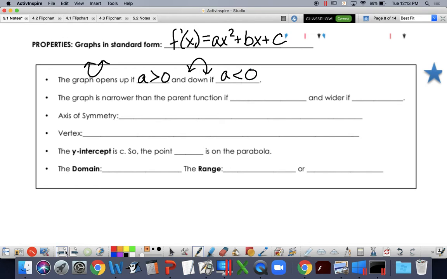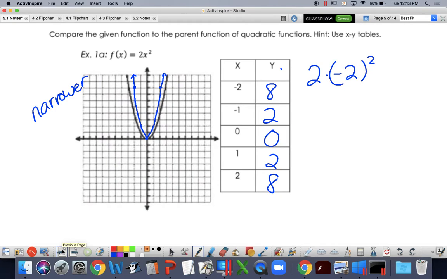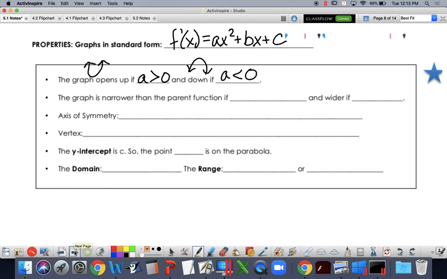Now, in this example over here, it was narrower when I had an a value out in front that was larger than the number 1. So the way we're going to write it is if the absolute value of a, because it could be negative or positive, is greater than 1. And it's going to be wider, kind of a fat parabola, if we end up with a fraction, if the absolute value of a is less than 1. So something like 1/4 is going to give you a nice fat parabola shape.